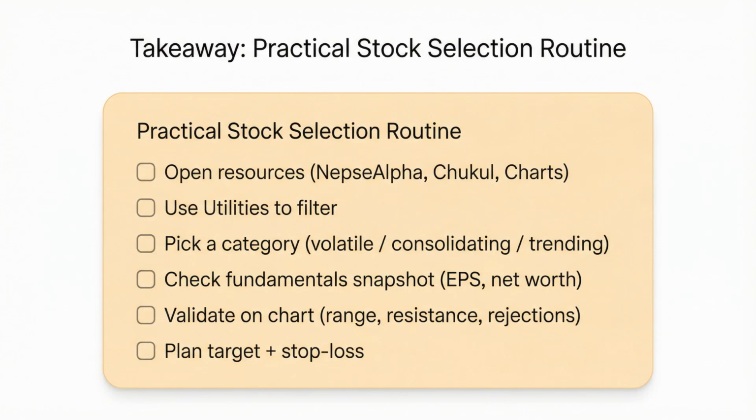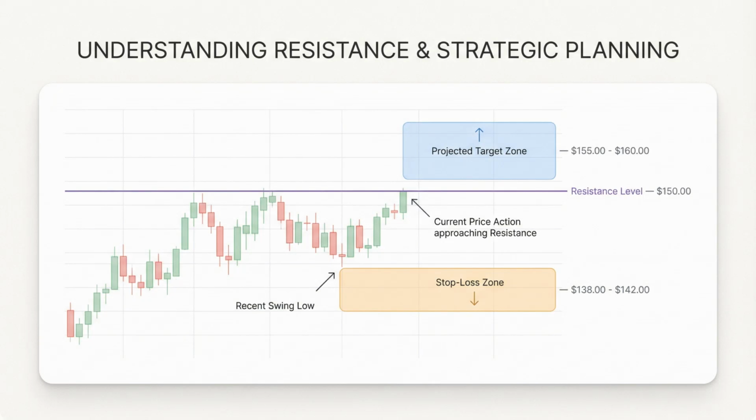What this section establishes is a routine the learner can repeat. Open the same set of resources, use utilities to filter the market by behavior, and then validate candidates with a quick fundamental snapshot and a deeper chart read. The chart work focuses on recognizing ranges, spotting breakout attempts, and paying attention to immediate resistance and repeated rejections. Once that structure is clear, it becomes possible to define targets and stops logically, which sets up the next part of the discussion. Picking up right where we left off, let us look at resistance breakout trading. Once you have filtered your stocks, the next crucial step is defining your target and stop loss levels.